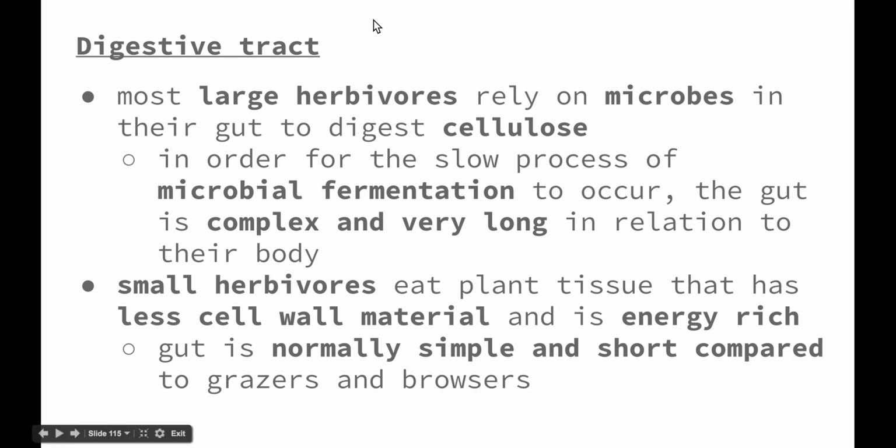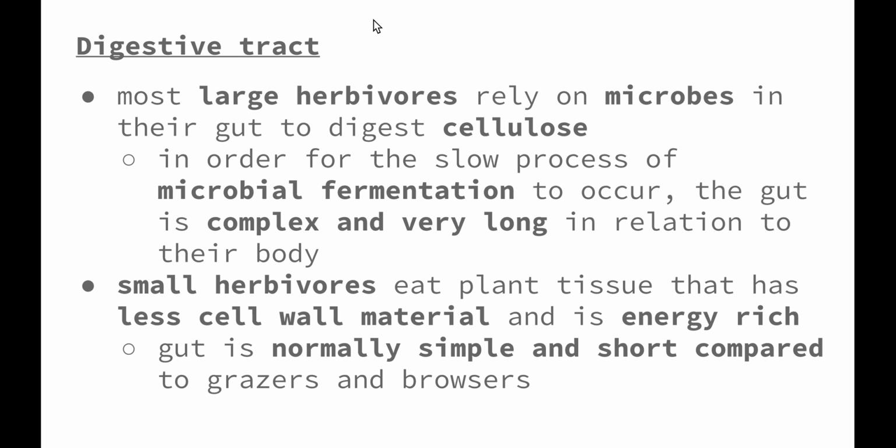So let's have a look at the digestive tract of herbivores. So most large herbivores rely on microbes in their gut to help them to digest the cellulose. So large herbivores, including things from kangaroos all the way up to cows, camels, horses, etc. So microbes in the form of bacteria help break down the cellulose of the cell wall of the plant cells. So in order for the slow process of microbial fermentation to occur, the gut of these herbivores is very complex and quite long in relation to the length of the organism's body.